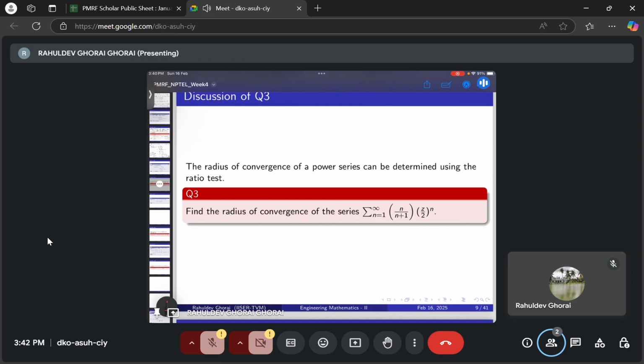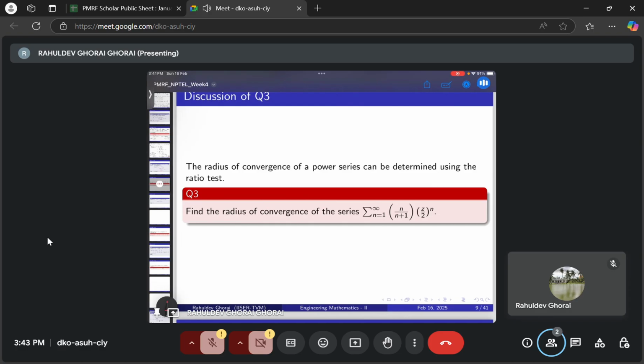Yes, so this is the third question for our discussion session. We did the first question, and the second question we did in two methods, and we saw the same result. One was using the Cauchy integral formula, and the second one was using the most general, which is the residue theorem.